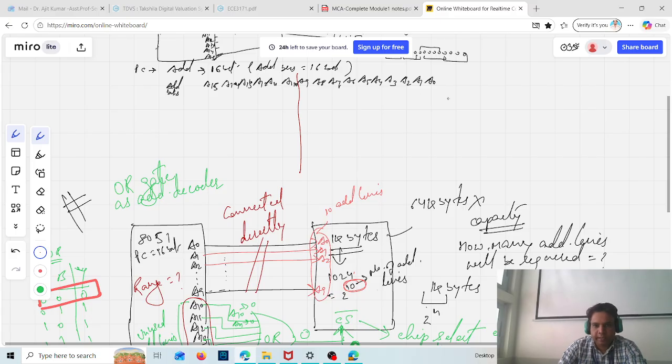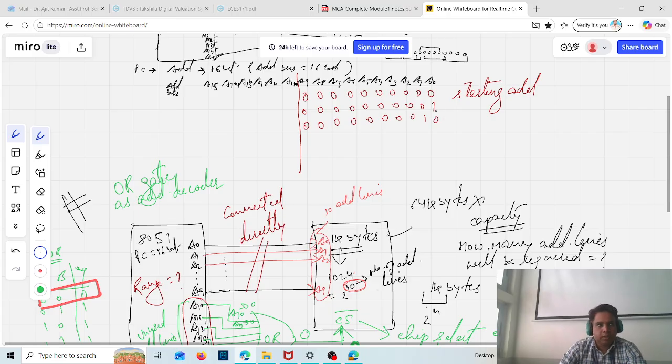Here I'm going to write the starting address. It will be 0000000000. Likewise, the next address will be 0000000001, and the next will be 0000000010, and so on. For the last address, it will be all ones. So this is varying from all zeros to all ones.